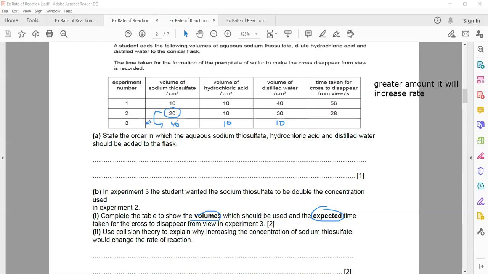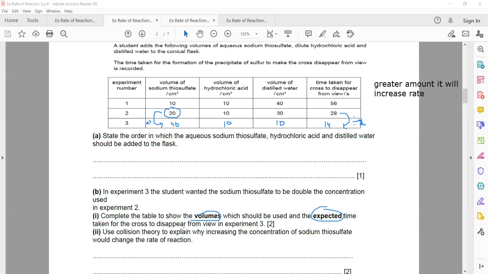For example, if the concentration is double, the time will be half. If it was taking 28 seconds when the thiosulfate was 20, but we double the amount of thiosulfate and make it 40, how much time will it take to disappear? It will be divided by 2. So if the amount is double, the time for the cross to disappear will be half. When it was 20 cm cube of thiosulfate, it took 28 seconds, but if you use 40 cm cube of thiosulfate, it will disappear in 14 seconds. So it will take a short time to disappear.